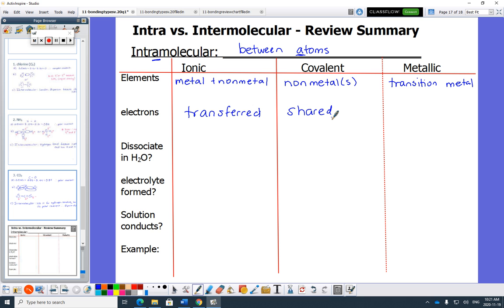Now, sometimes with metallic, I don't even write anything, but you could put here valence electrons are delocalized. You could put loosely held, you could put free, if that makes more sense to you.